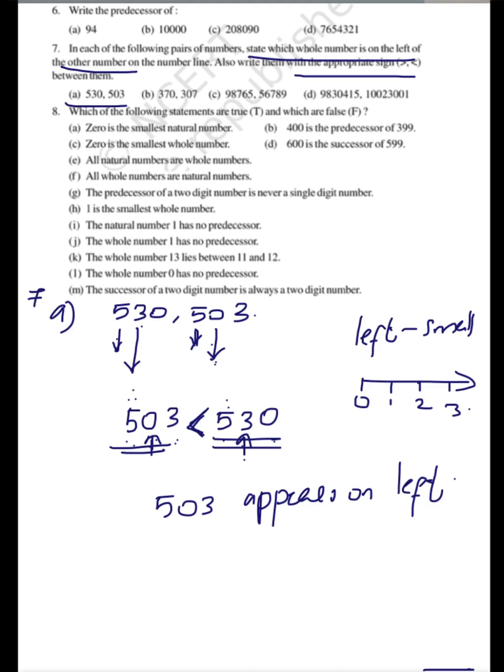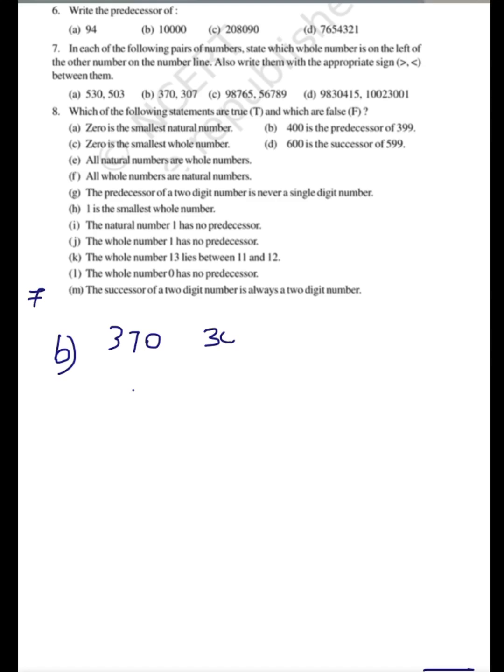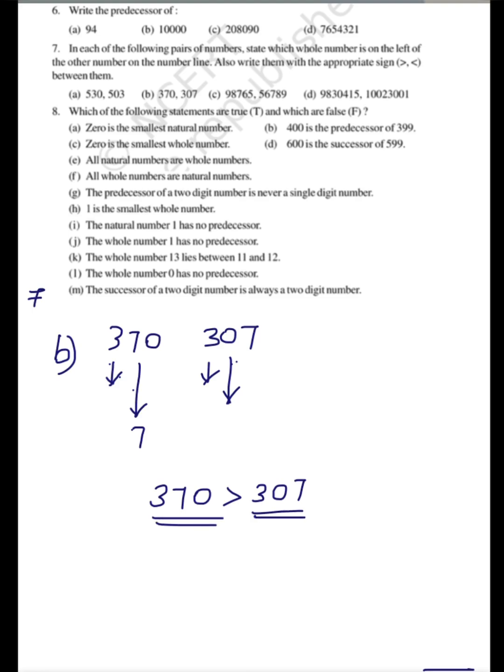Now let's see the second question. 370 and 307. This is the question. So here also you can see that both have an equal number of digits, that is 3 digits. Now let's see the first digit. It's 3 here and it's 3 here, so the same. But here it's 7 and here it's 0. That means which is greater? This 7 is greater. That means you can tell 370 is greater than 307. Okay, so the greater number is 370 and the smaller number is 307. So you can put the greater than sign here in this way. So we have put the sign.